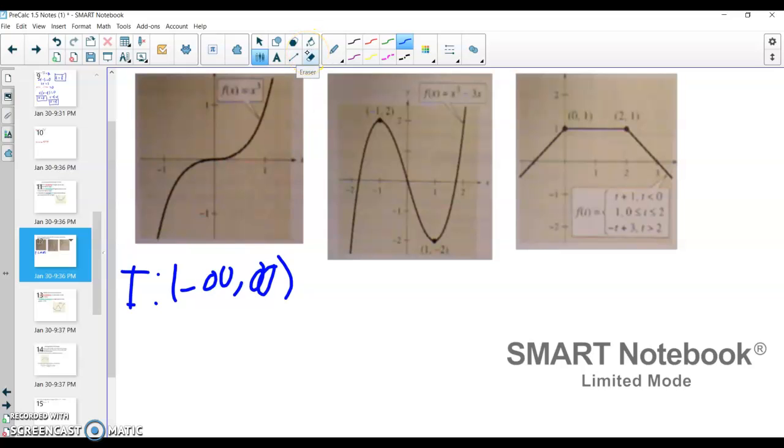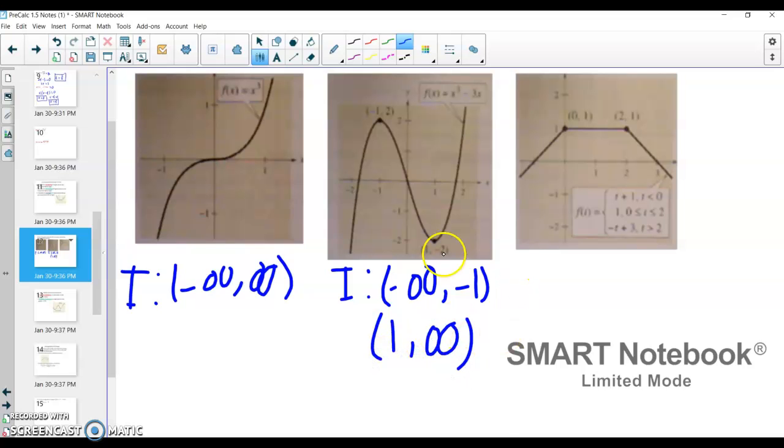Now for the second one here, you have increasing. It looks like you have increasing from negative infinity till you reach that point here at negative 1. And again, I'm going to use my x values here because I'm looking at the graph from left to right. So negative infinity to negative 1. It's also increasing from 1 to infinity, which is from this point here all the way to the right. It's going to be increasing again.